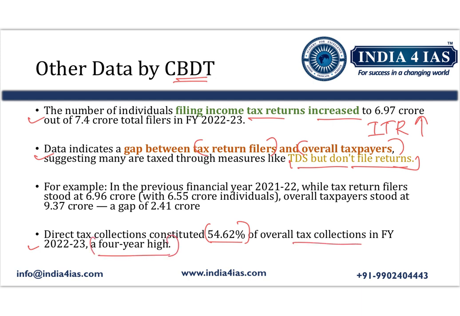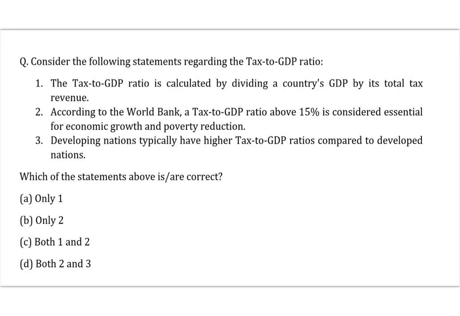So this is all about the direct tax to GDP ratio, the tax to GDP ratio, the difference between direct and indirect tax, and tax buoyancy. These terms are very important from a prelims perspective because UPSC previously asked questions based on these topics. Based on the topic that we have discussed so far, here we have provided one prelims practice question. Go through the question and comment your answers.